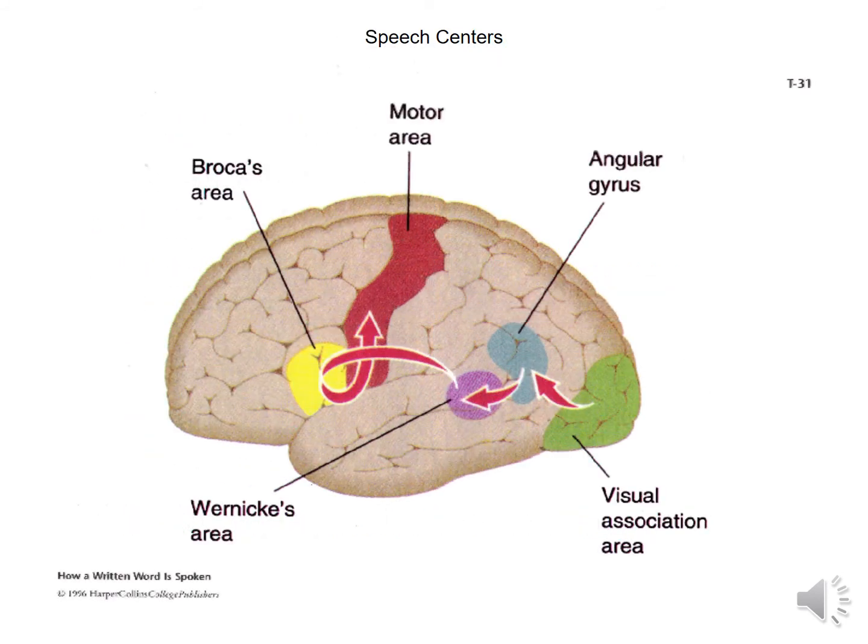We'll get back to the motor homunculus in just a second. It's called the motor area on this slide. These are basically the speech centers of the brain. Wernicke's and Broca's areas are depicted on there, and you can see how complicated even language can be, involving vision, memory, thought processes, and movement.